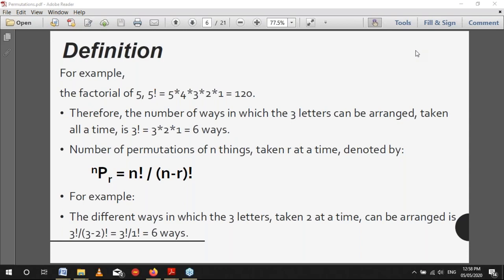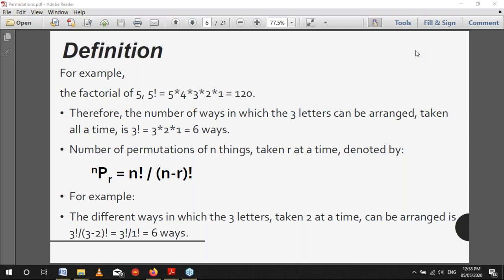So this is the factorial of 5. Now, the number of ways in which three letters can be arranged, taking all at a time, is 3 factorial. And if you go the way we solved the first, 5 factorial, you'll be able to get that yes, it can be rearranged in 6 ways. The number of permutations of n things taking r at a time is denoted by this formula you are seeing, which we have been using and will also be using in time to come.